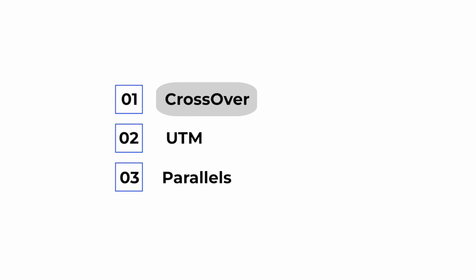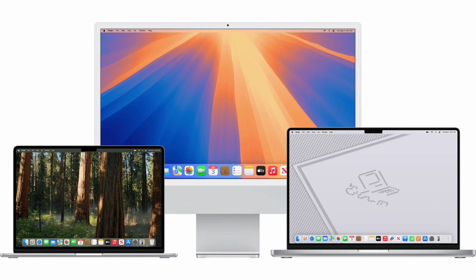Let's recap. Crossover: best for one-click exe installs. UTM: free full Windows experience. Parallels: fastest and most seamless for pro users. All 3 work on Mac OS Sequoia, Intel, and Apple Silicon.